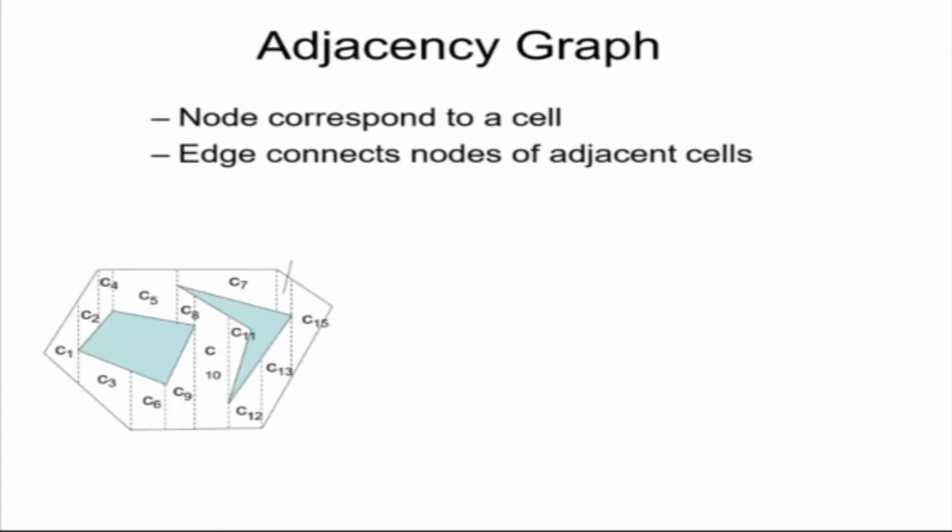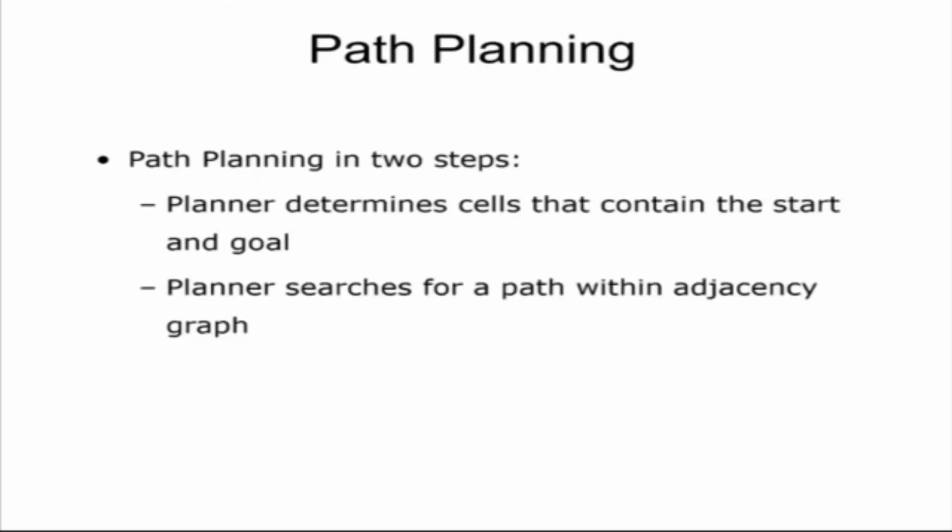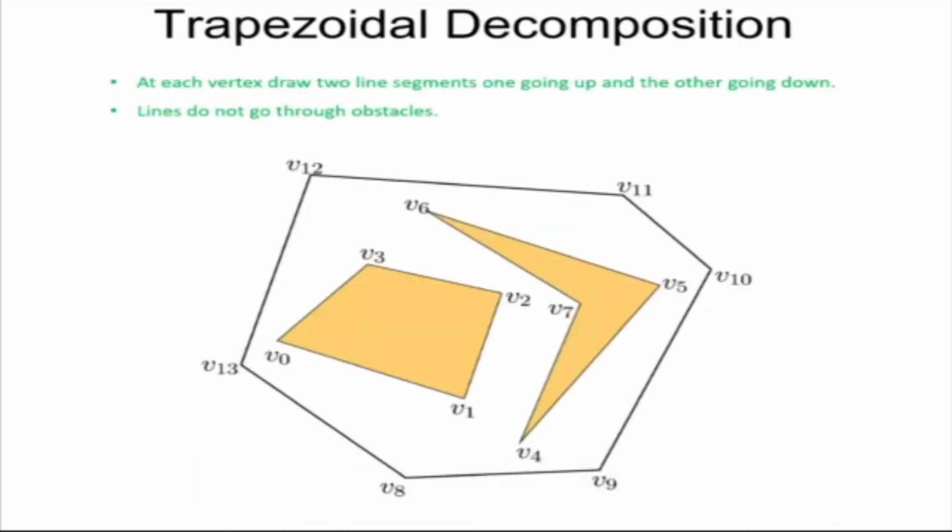In this particular case the path planning is done in 2 steps. The path planner determines the cells that connect the start and the goal. Then the planner searches for a path within the adjacency graph. Let's see how it is done. At each of these vertices we are going to draw straight lines. At each vertex, draw line segments, one going up and the other going down. Lines do not go through obstacles.